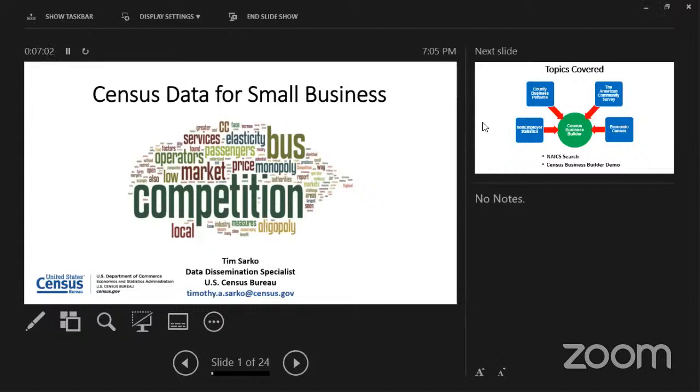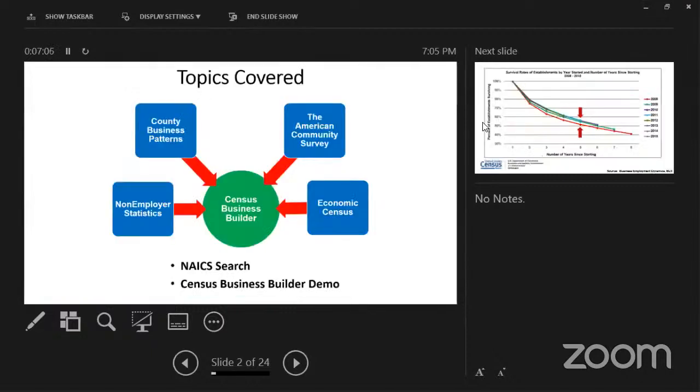I'm going to talk about census data for small business. Basically, what I'm going to do is show you our Census Business Builder, which is a tool to show you where to locate a small business or to research a small business. But before I do that, I just wanted to show you a few things that go in so you're aware of what kind of data you'll be looking at when you go into the Census Business Builder tool.